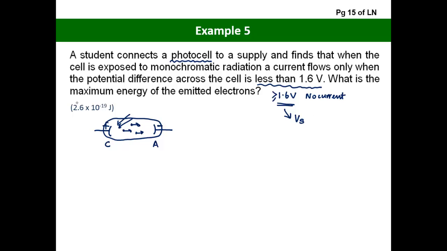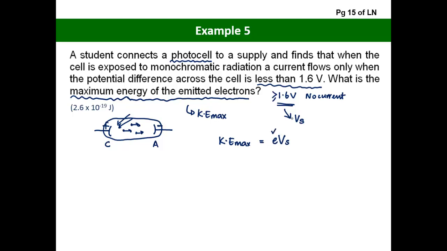And for this question, we are looking at the maximum energy of the emitted electrons. So what is the electrons emitted with? What kind of energy? Yes, it is kinetic energy. So looking at the question, we are asked to find KEmax and we are given the stopping potential. Do we have a relationship for that? Yes, we do. The maximum kinetic energy is equal to e times Vs.